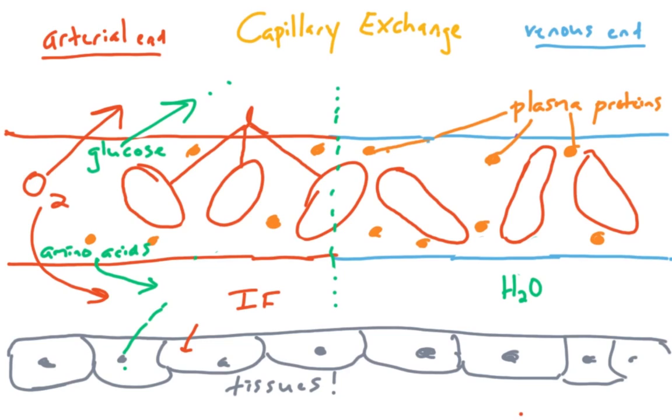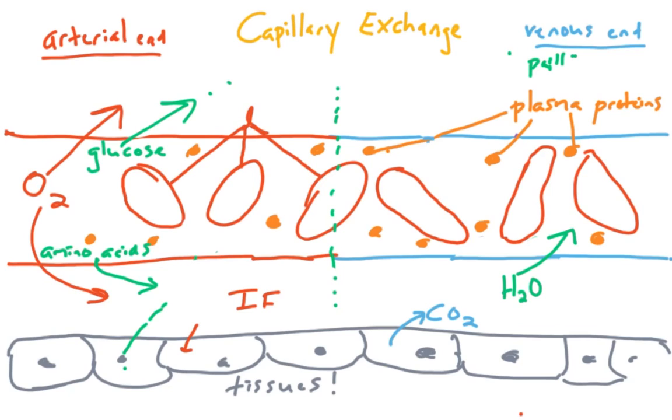On the pulling end of things, so on the venous end, we pull things back into the vessels. And so we're going to need to be able to reabsorb water. We know that CO2 is going to be produced by these cells, right?